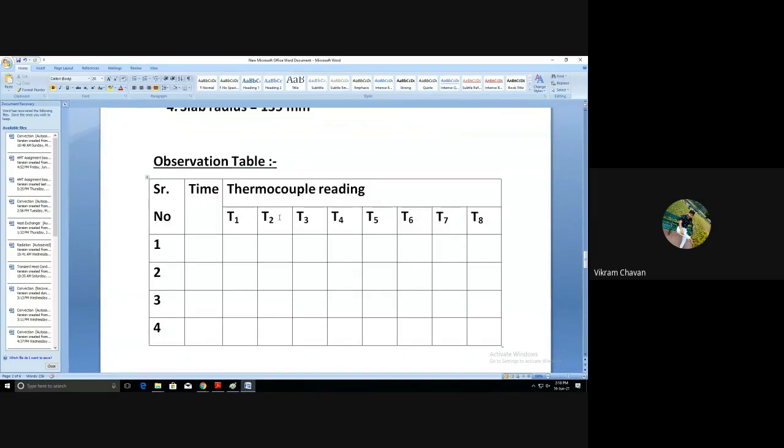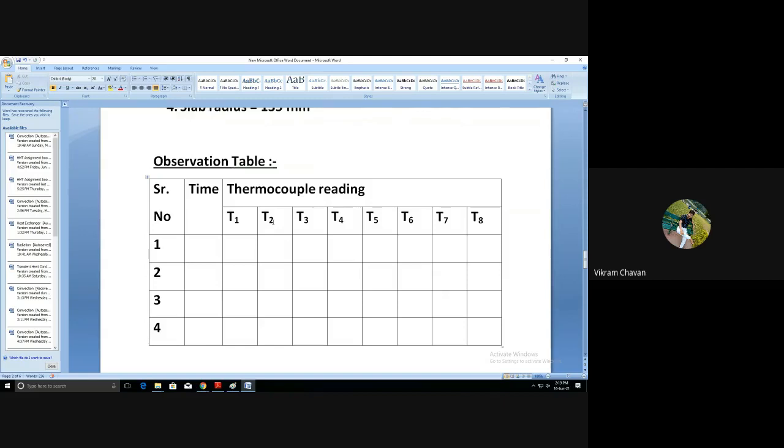But T1 and T2 are equidistant, so most of the time we will get the same readings for T1 and T2. T3 and T4 are also placed at equal distance from the heater, so most of the time T3 and T4 readings are the same. Similarly T5 and T6, and T7 and T8. But for more accuracy and more precise calculation, we have to take these readings 2 times.